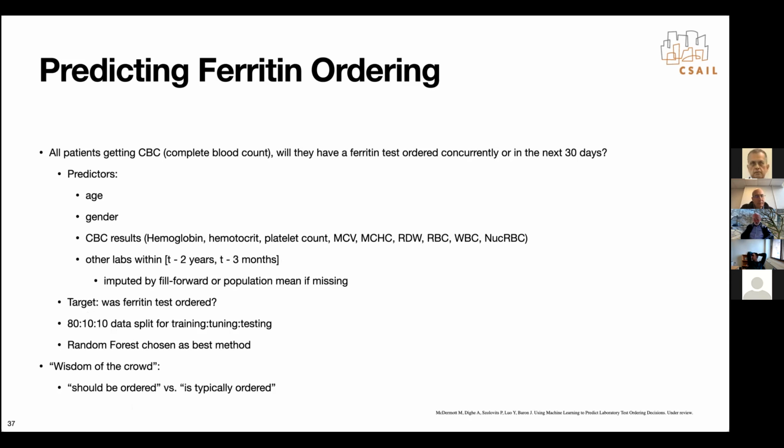And the thing that always makes me nervous about these is the difference between should this test be ordered versus is this test typically ordered in that case. And here, if you're making a prediction that says, well, if it was typically ordered in this case, then it should have been ordered, then you're building a decision support system that says the crowd is wise, and therefore it's appropriate to make recommendations based on what other people have done. And we think that that's true, but I'm nervous.